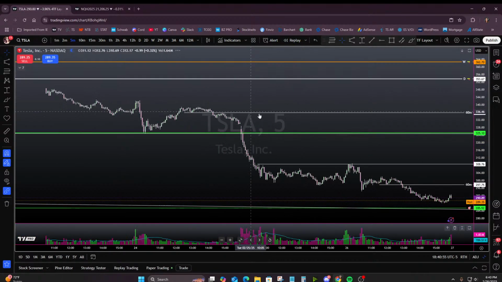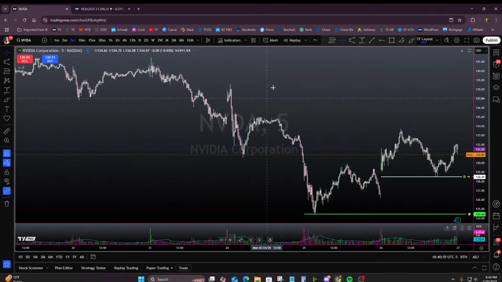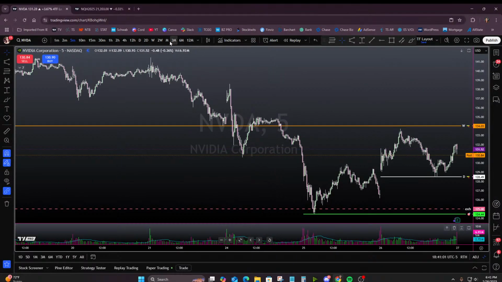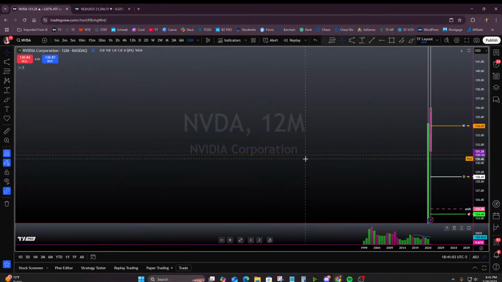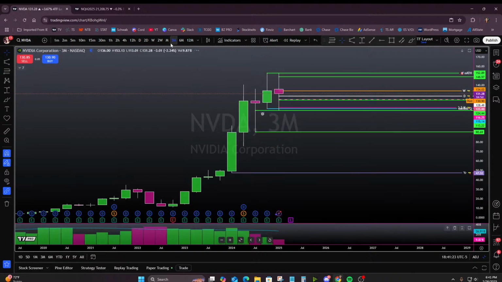Nvidia, we can look at Nvidia. Well, Nvidia took out last year's high by just a few cents. So potential for outside year, probably not, but that's a lot to go. But we already went outside month.